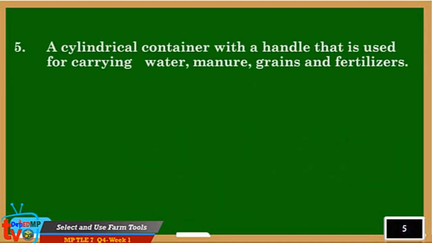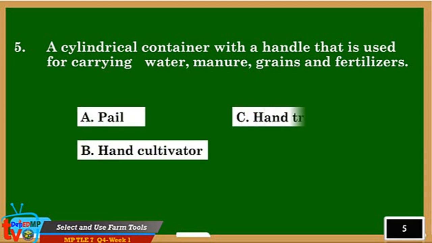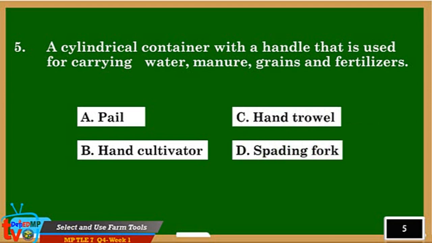Number 5. A cylindrical container with a handle that is used for carrying water, manure, grains, and fertilizers. A. Pail. B. Hand cultivator. C. Hand trowel. D. Spading fork.